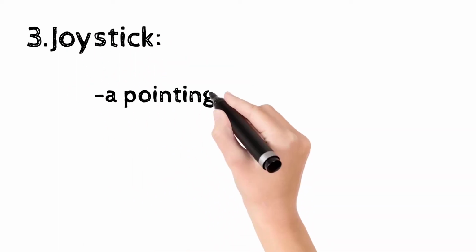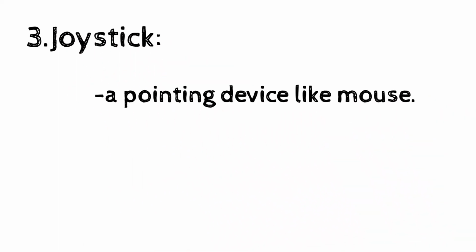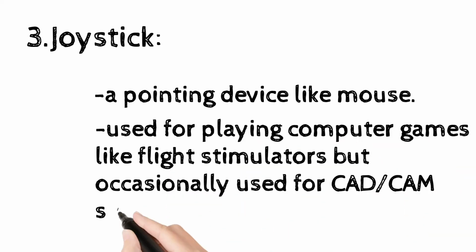Joystick. It is also a pointing device like the mouse, which consists of a stick that pivots on a spherical ball on its base. A joystick is used for playing computer games like flight simulators, but occasionally used for CAD CAM systems. The stick can be twisted in clockwise or anti-clockwise direction.